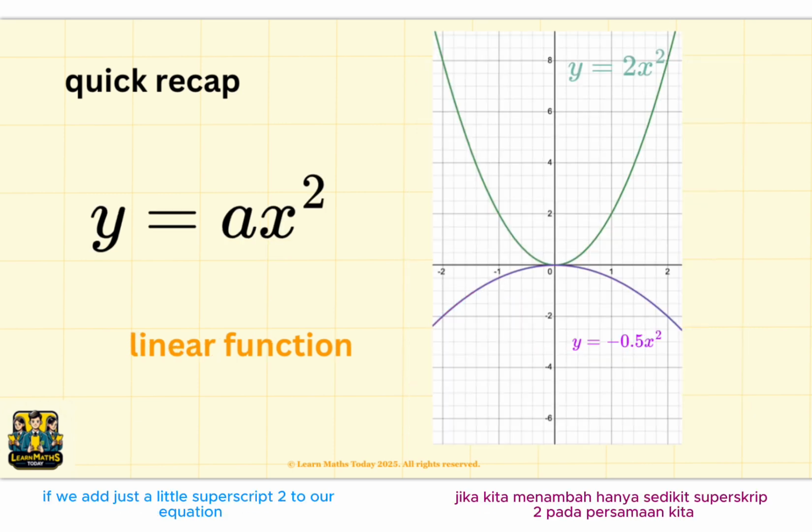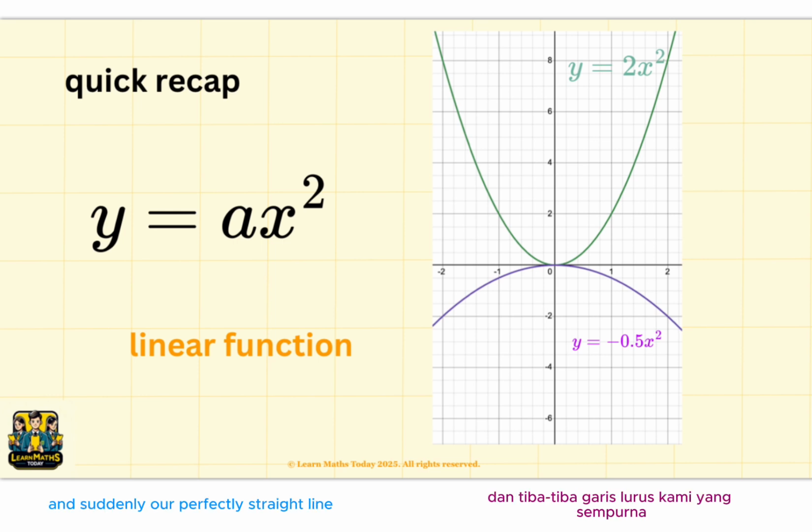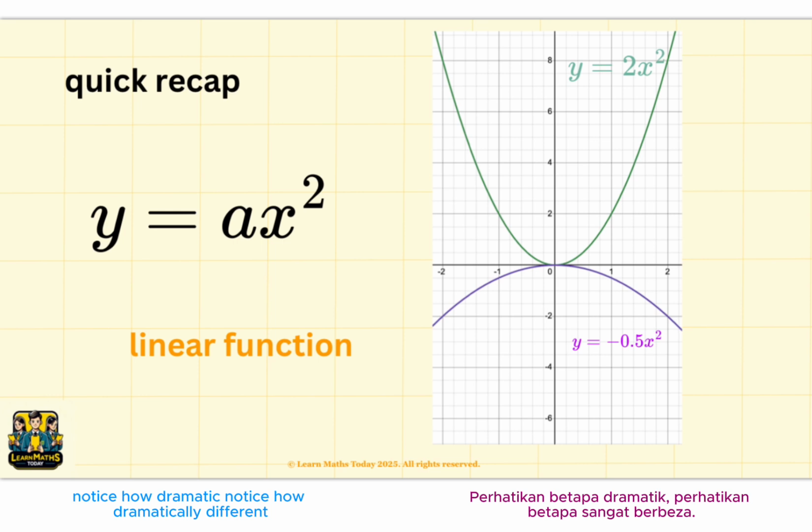Now see what happens if we add just the little superscript 2 to our equation. We go from y = ax to y = ax², and suddenly our perfectly straight line has transformed into a curve. These are called quadratic functions, and they create what we call a parabola. Notice how dramatically different this looks from anything else we've seen before. The straight line world no longer exists.